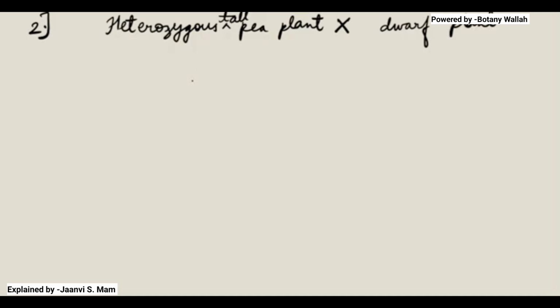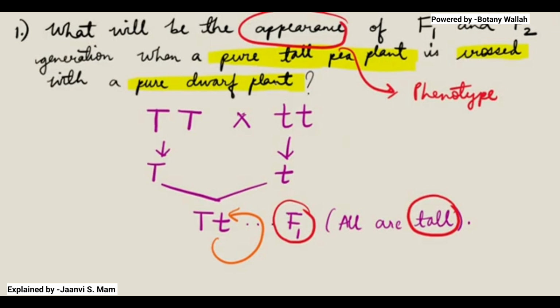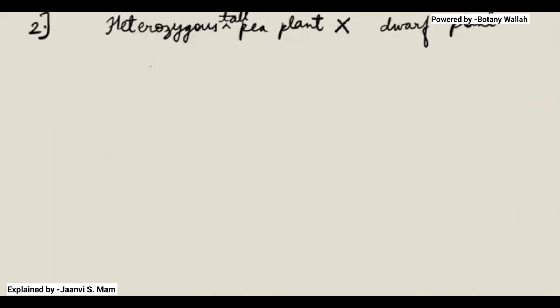If this is the scenario, you have to write your cross. You have to frame the question, same question, you just have to change the words. Then what will be the possibility? So we will take capital T, small t, as this is heterozygous, and this is dwarf, so we will cross it with the dwarf genotype, small t, small t. Here you will have 2 gametes, capital T and small t.